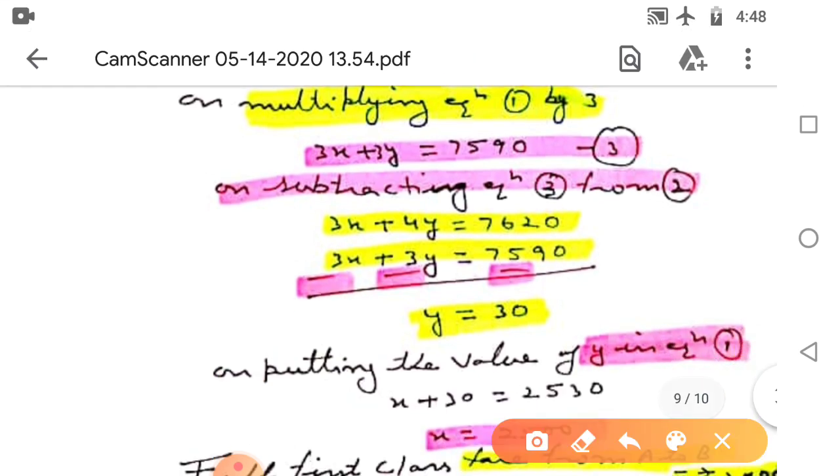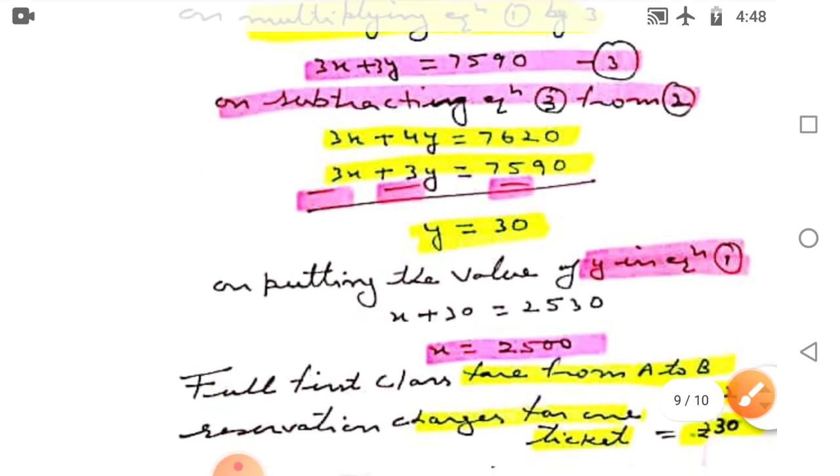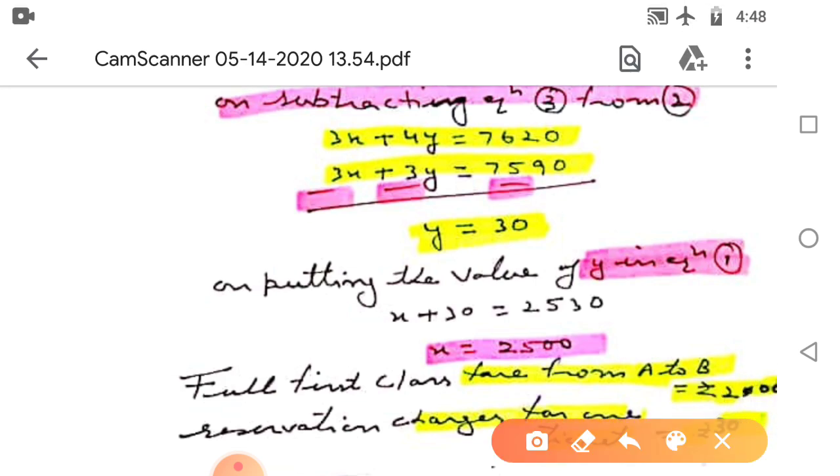When you solve, 3x is gone, and 4y minus 3y is y, so y is equal to 30. The value of y comes to 30. Now after putting the value of y as 30 in equation number 1, we get x plus 30 is equal to 2530. So x is equal to 2500.